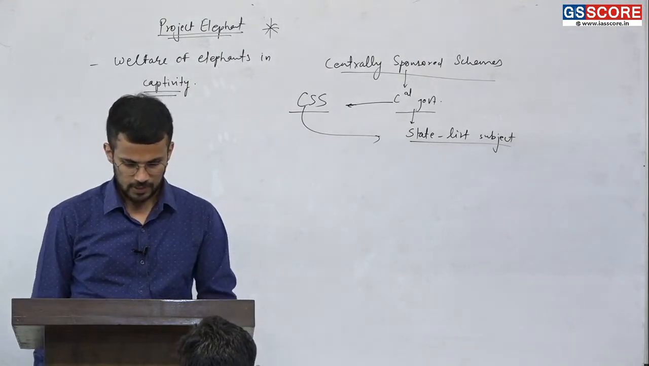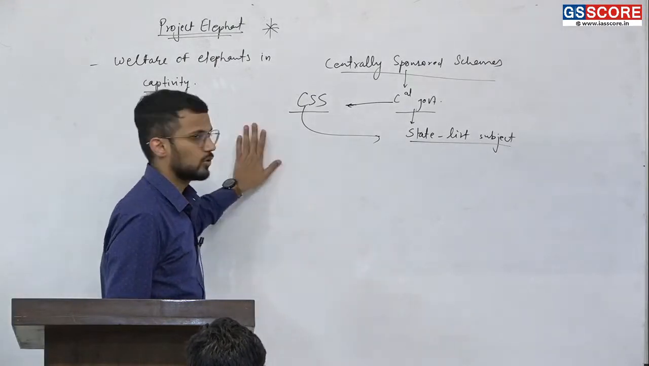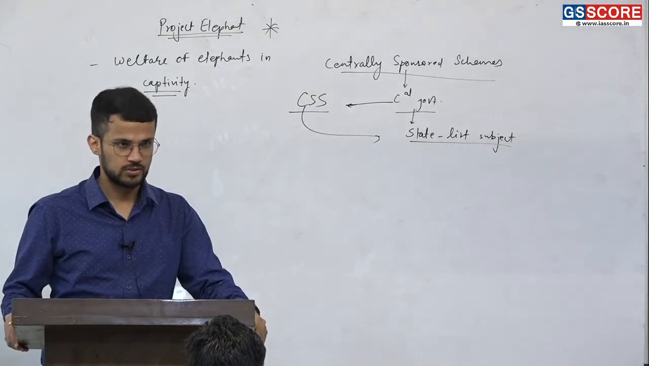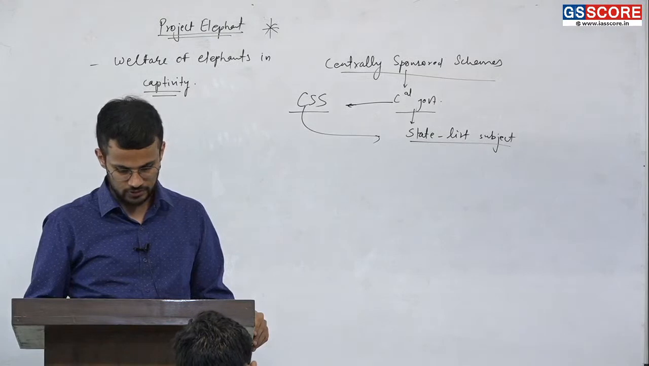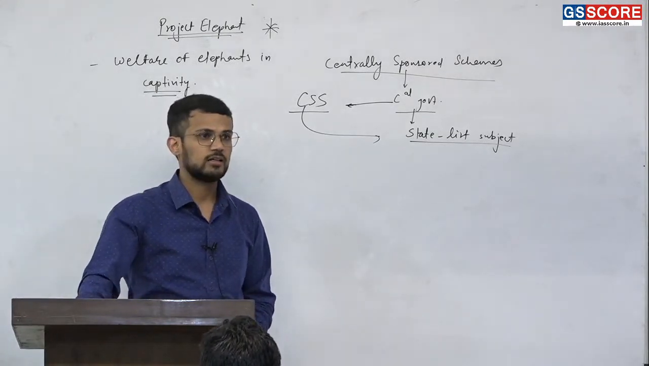Fine. And then we have elephant reserves. In order to implement the goals of Project Elephant, we have elephant reserves. So Agastyamala is the elephant reserve which is shared by Kerala and Tamil Nadu.